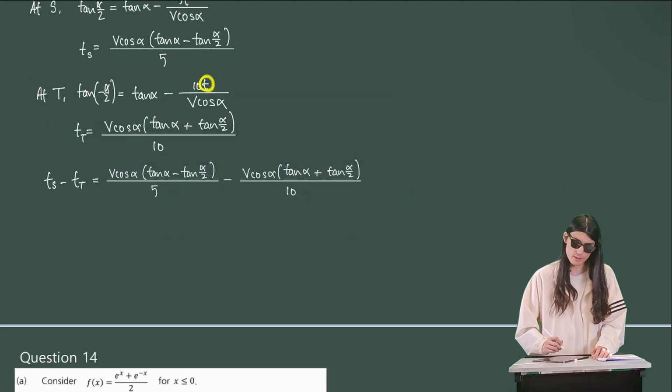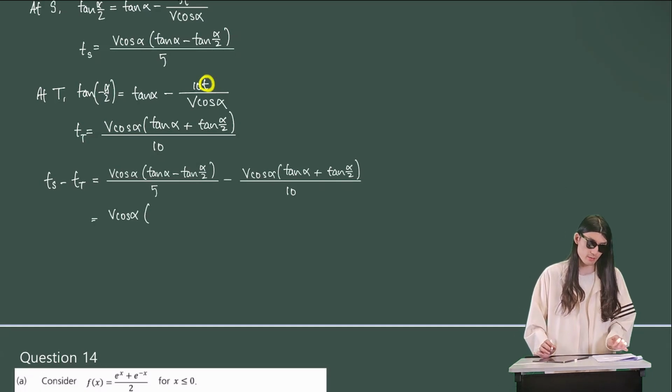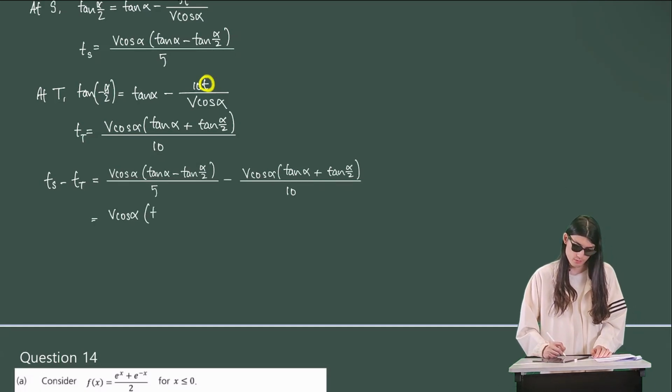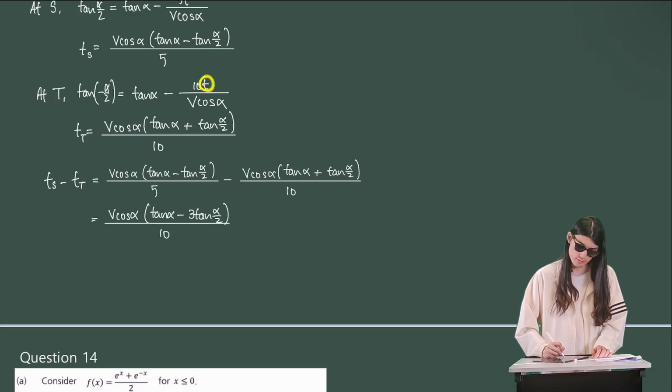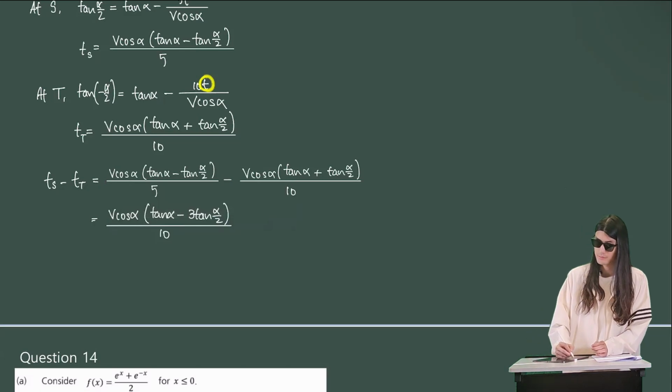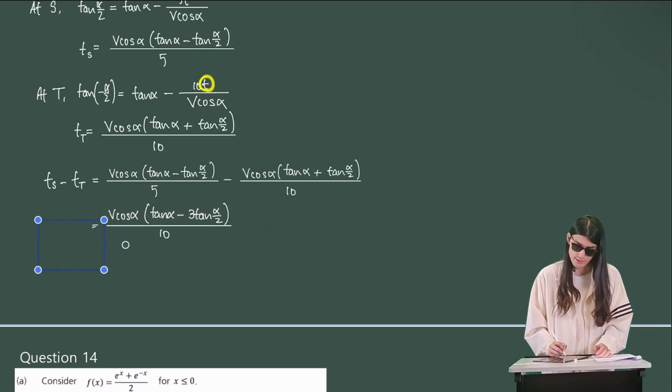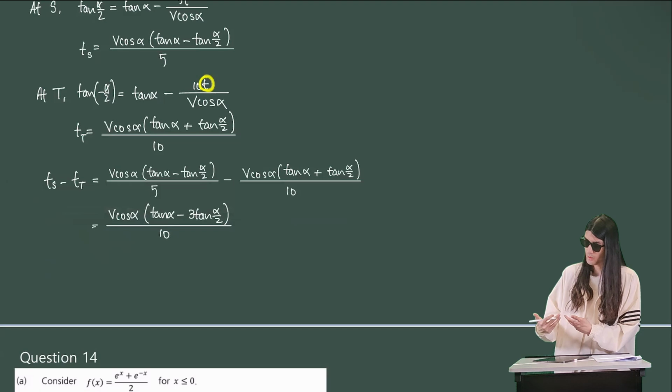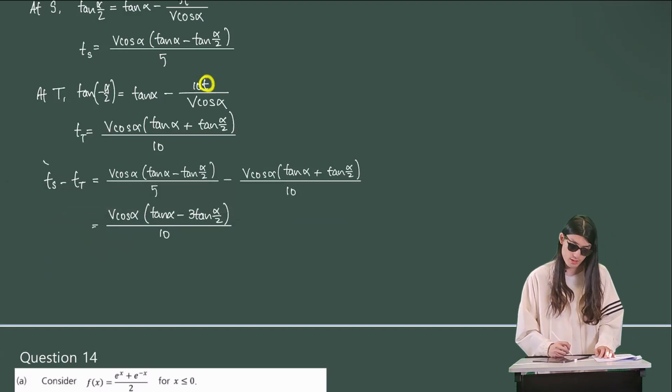And I'll skip the algebra a little bit. But if you take the difference, you end up with V cos alpha times this as your fraction. Okay? And I skipped the algebra because I believe all of you can handle the algebra on your own, right?